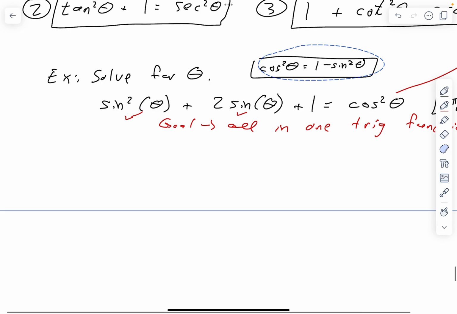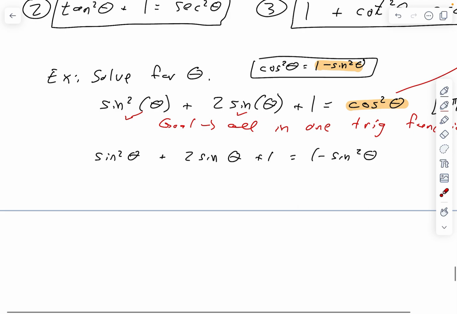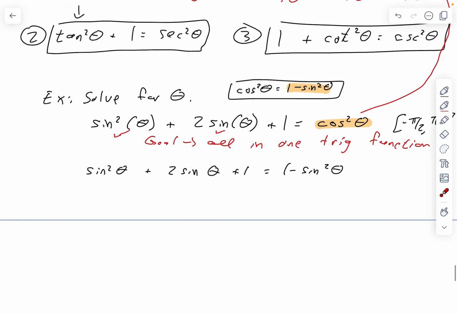Since I know that, what I can do is replace my cosine squared with 1 minus sine squared. Now I have rewritten the equation, not changing any values, with everything in terms of sine. So that's the goal of these trig identities. This one is going to have sine squared plus cosine squared is 1, but you could have sums with tan and secant, or cotan and cosecant. But often it's this format.